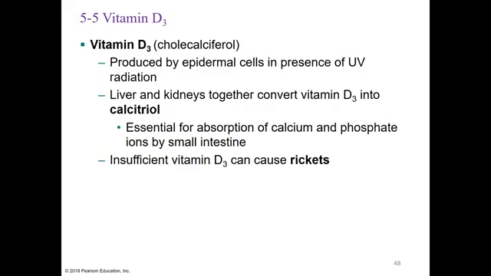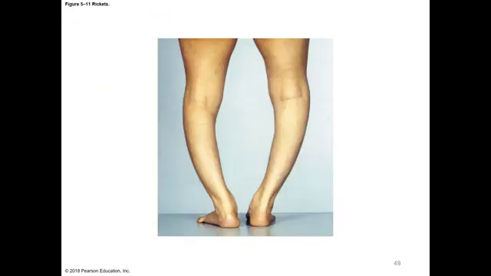If you don't have enough vitamin D or vitamin D3, this can cause rickets. Rickets can cause bending of the bones and make them a bit more flexible, which can cause some deformity, as you can see here, under the weight of the body. So good calcium levels are very important to strong bones.